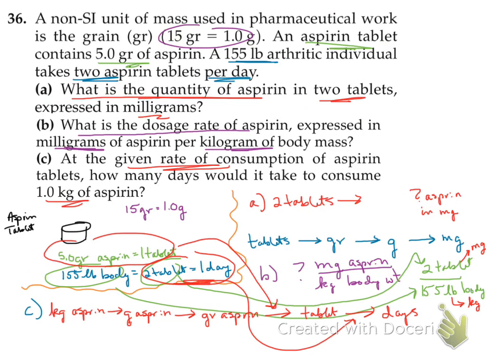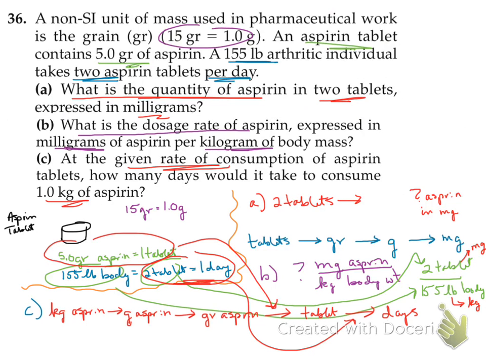It talks about an aspirin tablet. So here's my little tablet for my hints. It tells me some things about the tablet. It says that that tablet contains 5.0 grains of aspirin is equal to 1 tablet. Okay. And then it goes on to say the last sentence in the description is a 155-pound individual takes 2 aspirin tablets per day. So I put here 155-pound body weight, that's the person's body weight, equals 2 tablets equals for 1 day. So that's kind of setting the stage.